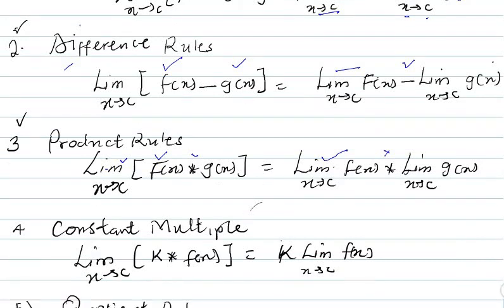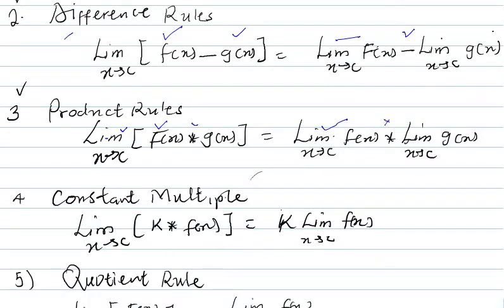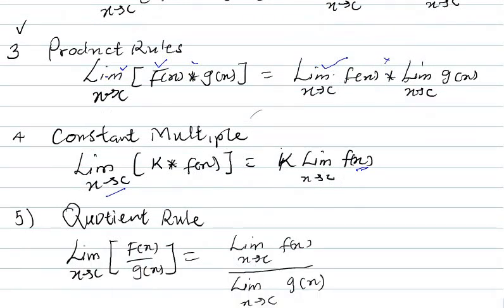Likewise for the constant multiple, if you have the limit as x approaches c of k multiplied by f of x, you just make k the coefficient, and then the limit as x approaches c of f of x. Likewise for the quotient rule, it is just division, so you take the limit of the numerator divided by the limit of the denominator, as you see right here.